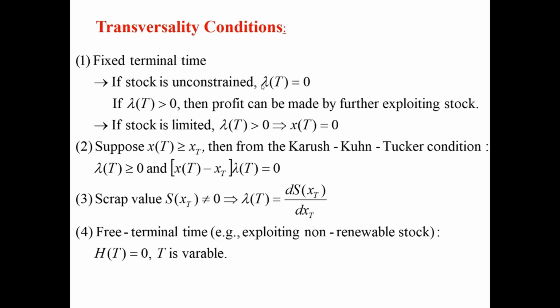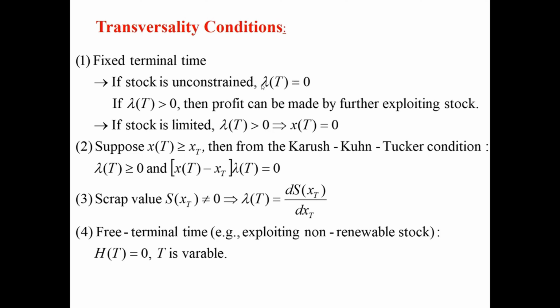If the shadow price is greater than 0 at that time, then you can make a profit by further exploiting the stock, if there is stock available. So generally, if the stock is limited, then the shadow price at the terminal time is greater than 0, and therefore you expect that the terminal time stock is equal to 0, or sometimes it could be positive, but it just simply doesn't pay to remove any more of the fish or whatever you're harvesting. So that's the second condition.